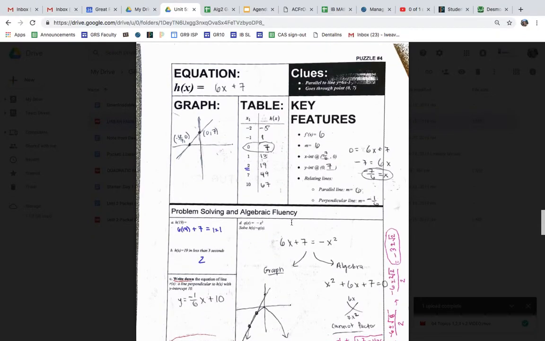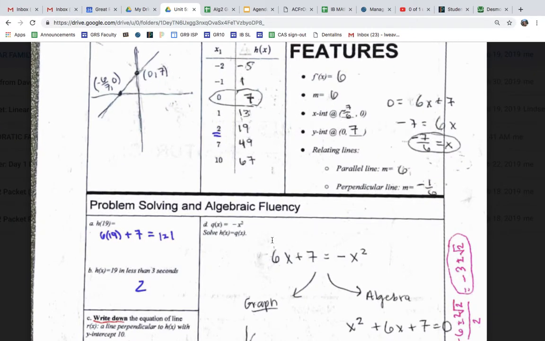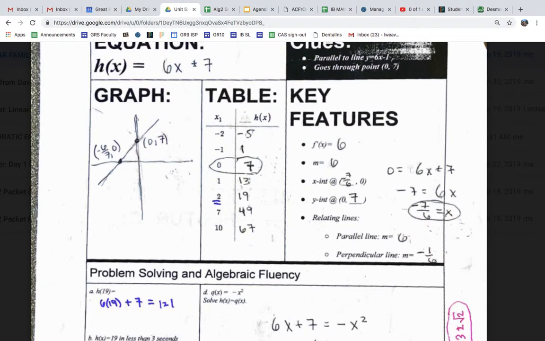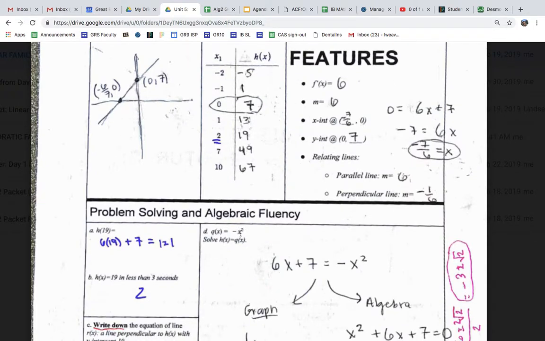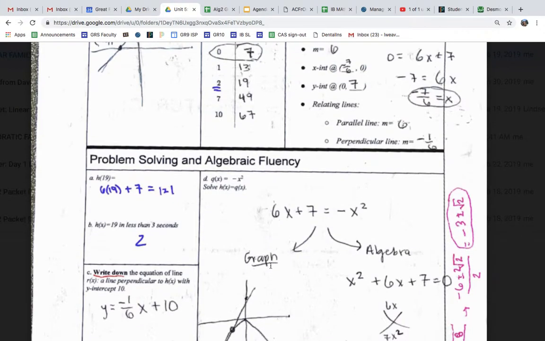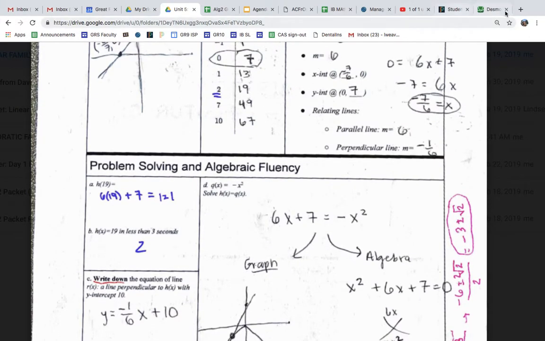Last but not least, we are asked to solve, given pattern q, which is equal to negative x squared, solve when this pattern, 6x plus 7, is equal to this pattern, negative x squared. So this seems to be a quadratic puzzle, so I set it equal to 0. I'm going to move this negative x squared over to the right-hand side. So it becomes positive x squared plus 6x plus 7 equals 0. And I could also graph it on Desmos to figure out what my intersections are going to be.